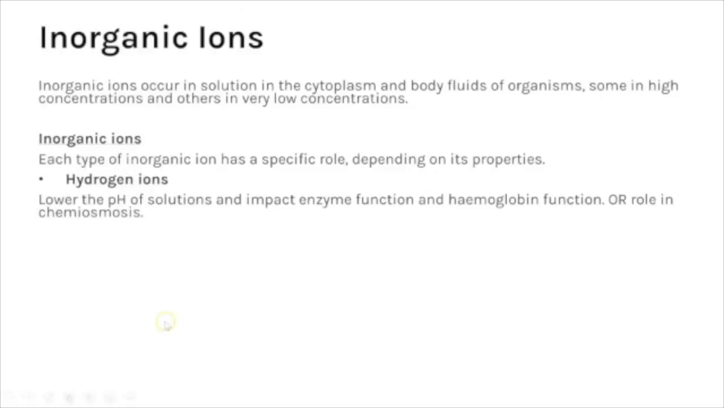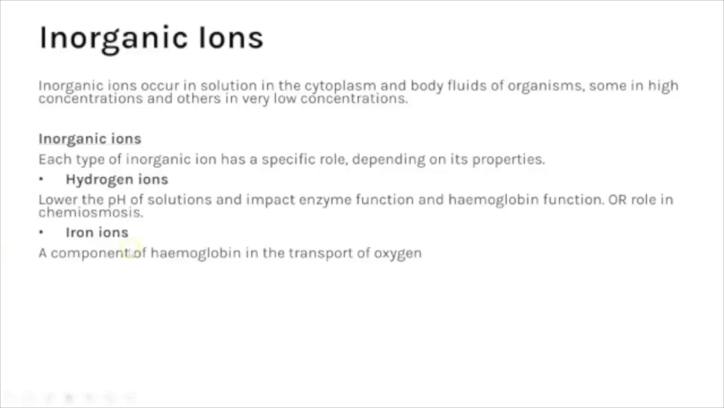Now this actually links to other parts of the spec, but for the hydrogen ions, you could look at the importance of them in terms of how they can alter the pH of a solution, and that could have an impact on enzymes, but also hemoglobin, if you think about the Bohr effect that comes up in another topic. Or you could look at the importance of hydrogen ions in chemiosmosis, in respiration and photosynthesis.